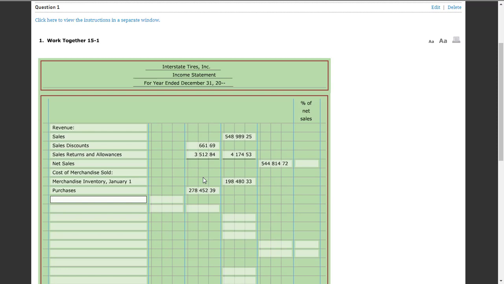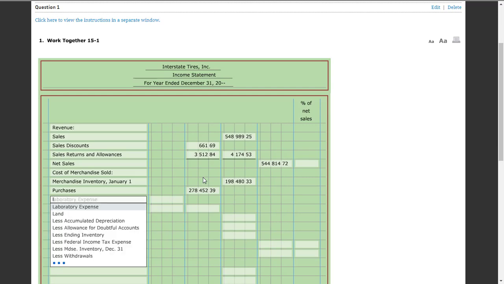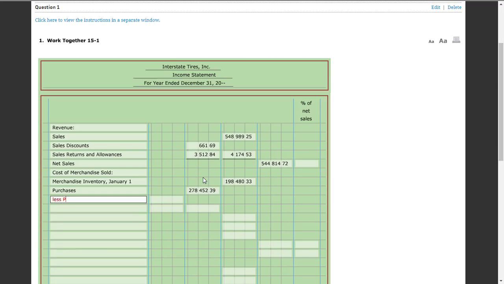There are two contra accounts to purchases. Those go directly below it. So I'm going to say, I forgot to say less before. I got to change something. Less purchases discount. Up here where it says sales discount, I made a mistake. I'm supposed to have less, colon, sales discount. If you don't have that, it will mark it wrong.